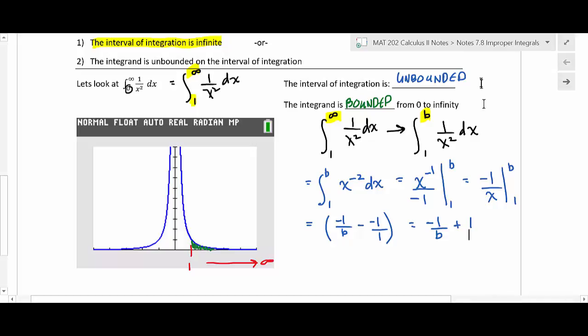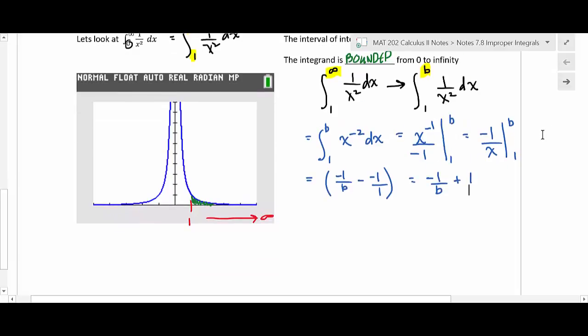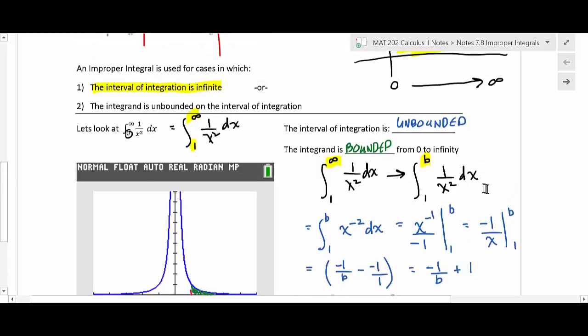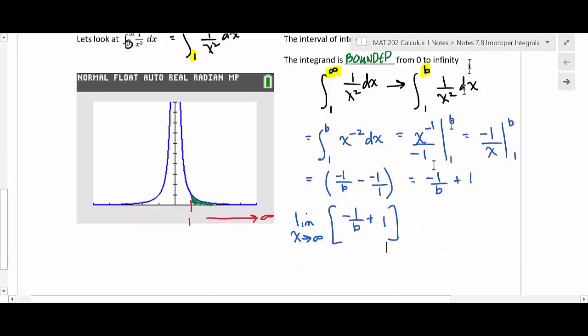Now, what we do is something different. We're not done with the problem. What we're going to do now is take the limit as b approaches infinity of this answer, negative 1 over b plus 1. The reason we're doing that is because b is really going to infinity. When we change that infinity to b, if we take the limit as b goes to infinity, then we should get the value of that integral.